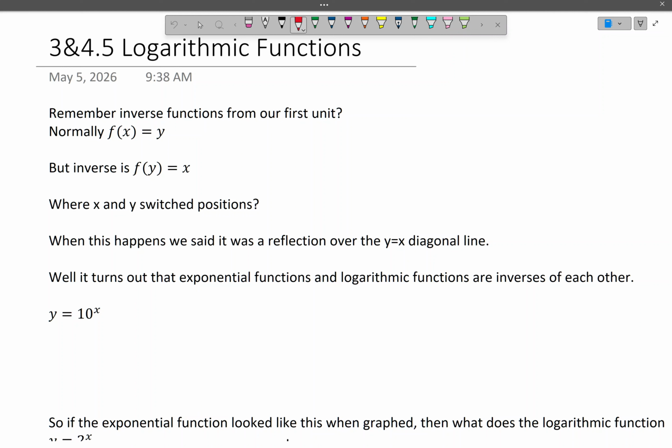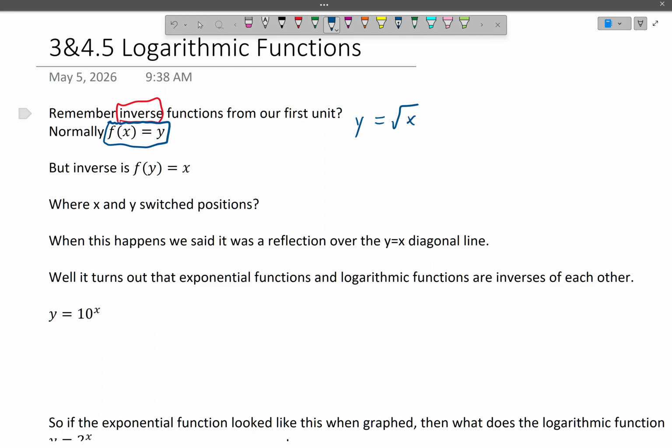Okay, so remember from our first unit, which was transformations, the inverse function? Well, inverse function is when this happens. So in the original function, we have f of x equals y, or y equals f of x. So y is some function of x. So for example, y equals square root of x.